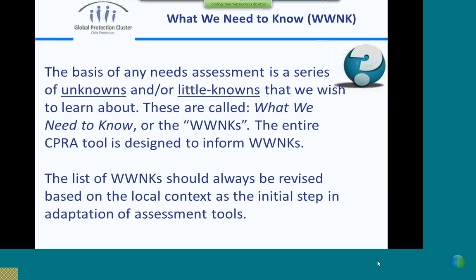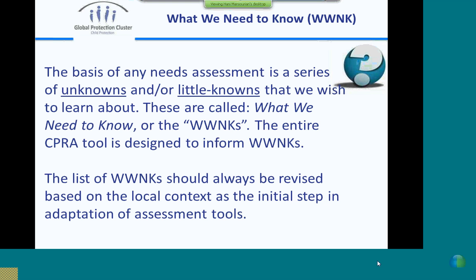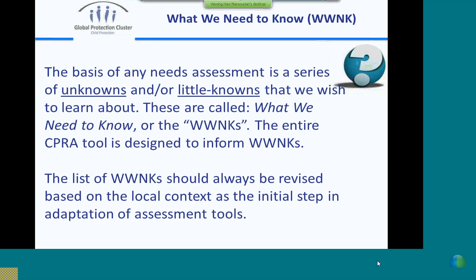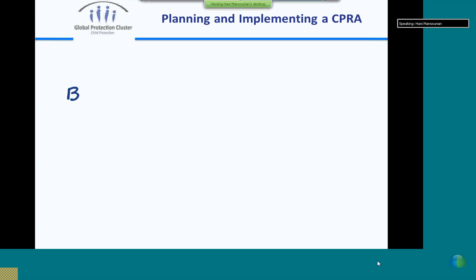So just to summarize, what we need to know are a series of unknowns or little knowns that we wish to learn about. At the beginning of any CPRA process, we encourage anyone who is using this toolkit to first sit down with those who have knowledge of the context and hopefully do a desk review beforehand to gain more knowledge about the context and adapt to what we need to know. That would always be the first step.